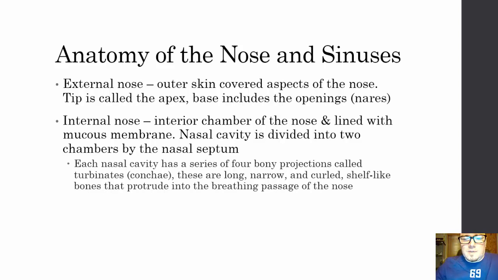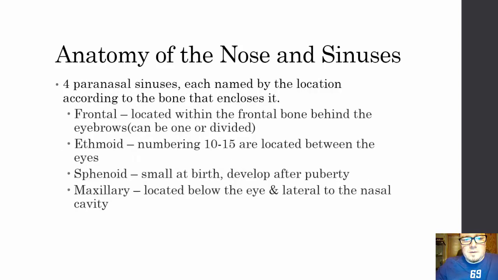The nasal cavity is divided into two chambers by the nasal septum. Each cavity has a series of four bony projections called turbinates, or conchae is the other name for them. They're long, narrow, curled, shelf-like bones that protrude into the breathing passage of the nose, and when the septum gets deviated, they can cause obstruction of the passageway of air.